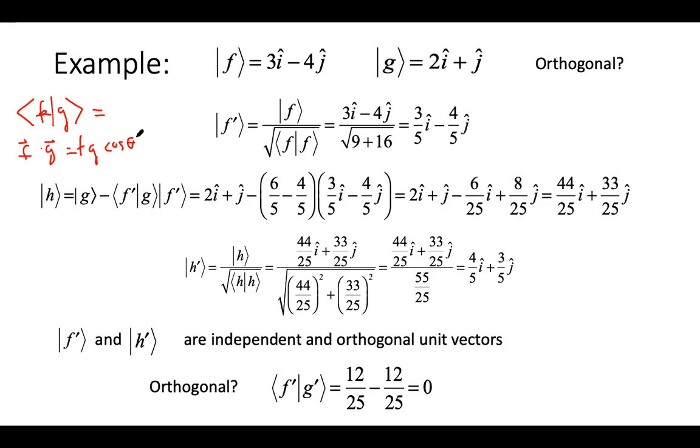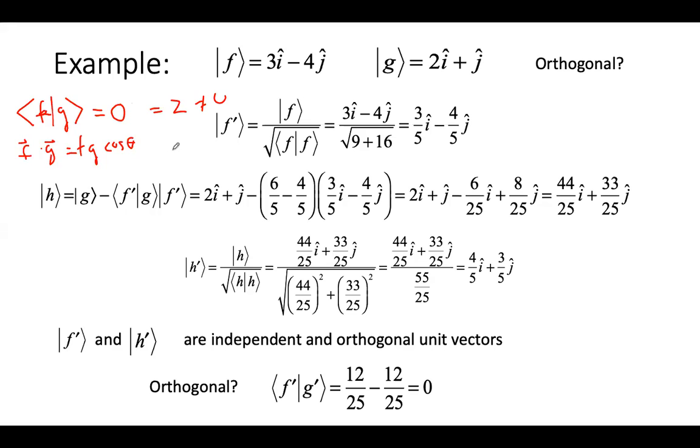If they're orthogonal, what's the angle in between them? 90 degrees. What's the cosine of 90 degrees? 0. So the two vectors are orthogonal if their inner product, or their dot product, if you like, is 0. So is the dot product of F and G equal to 0? Well, tell me, what is the dot product of F and G? It looks like 3 times 2, that's 6, and then minus 4 times 1. 6 minus 4 is equal to 2, which is not equal to 0. And so not orthogonal. So we've got to fix that.